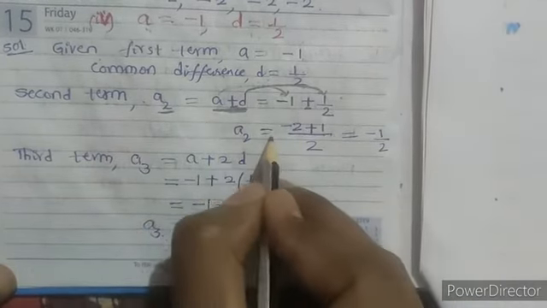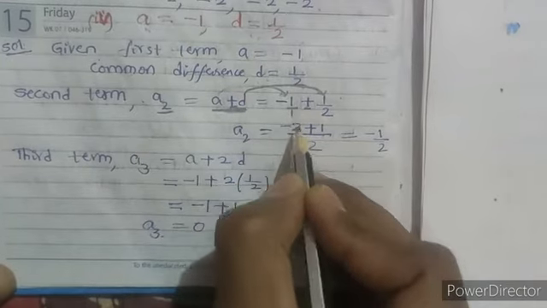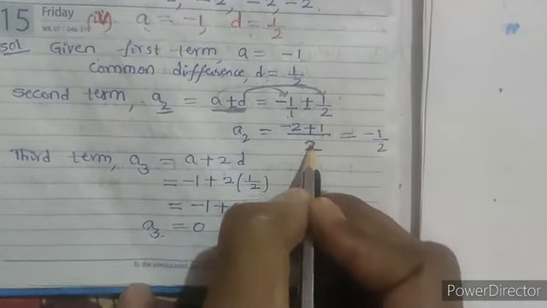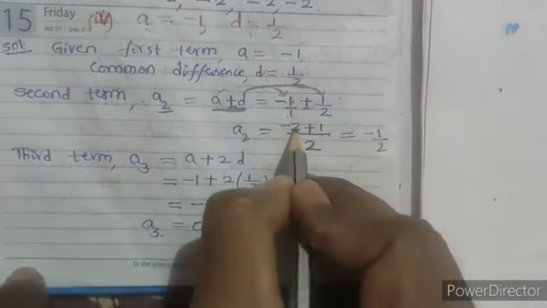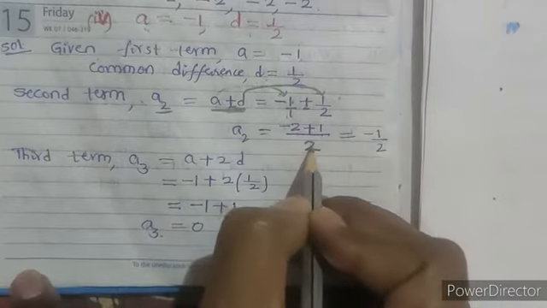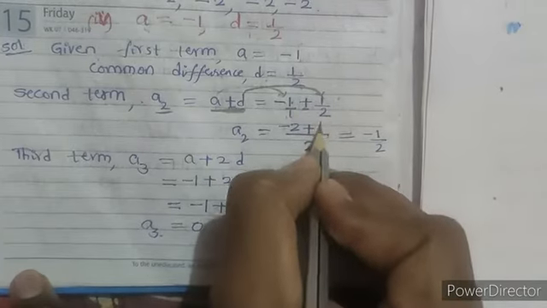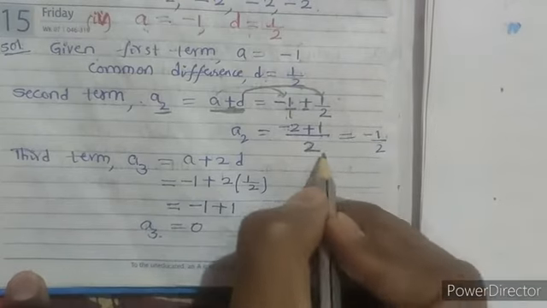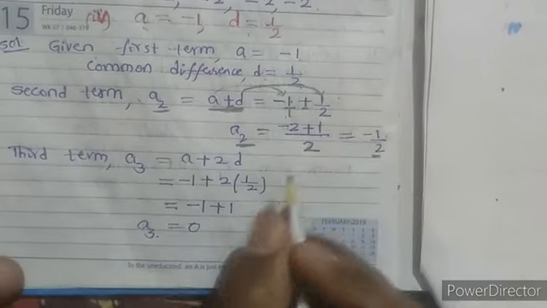So a2 is equal to, you can write minus 1 as minus 1 by 1. So the LCM of 1 and 2 is 2. 1 became 2, so by multiplying with 2, this also is multiplied with 2. Minus 1 into 2, that is minus 2, plus as it is, 2 became 2, so by multiplying with 1 only, this also is multiplied with 1. So 1 into 1, that is 1. Minus 2 plus 1 is equal to minus 1 divided by 2. So second term is minus 1 by 2.